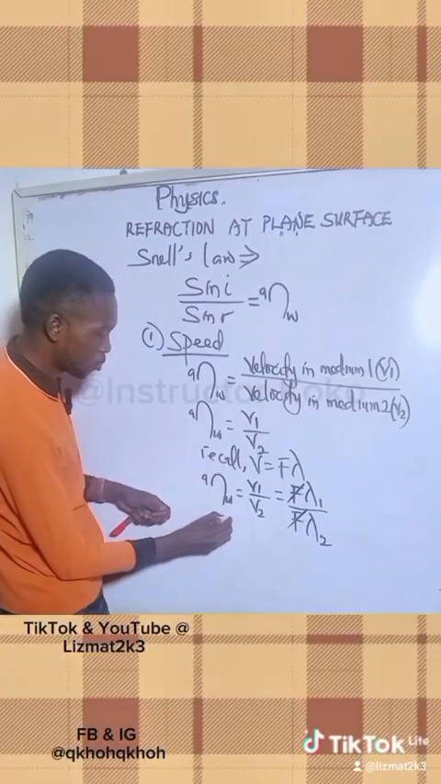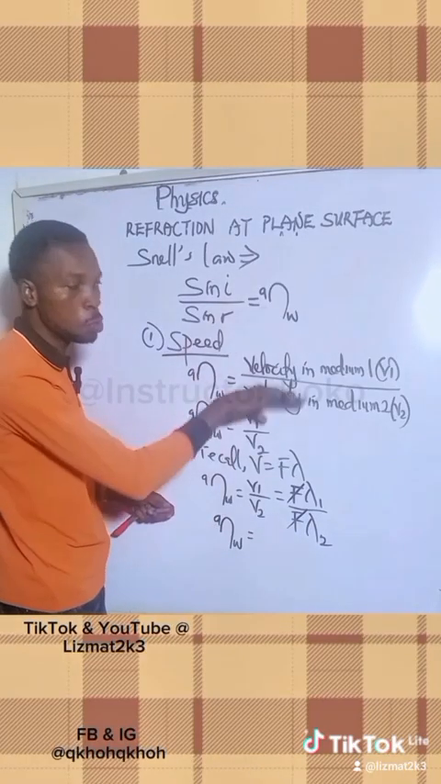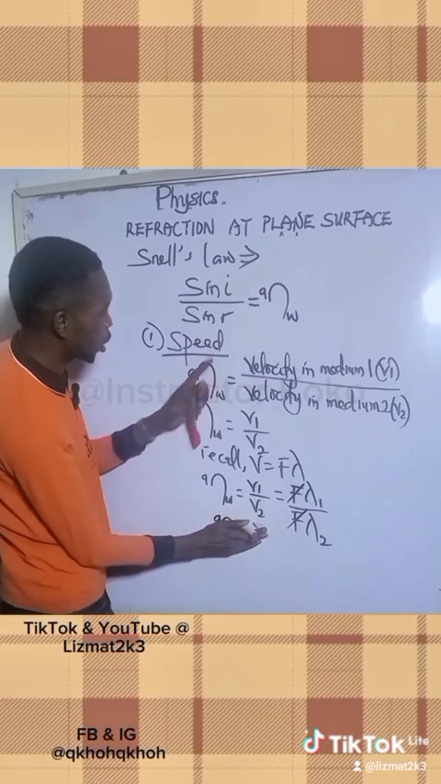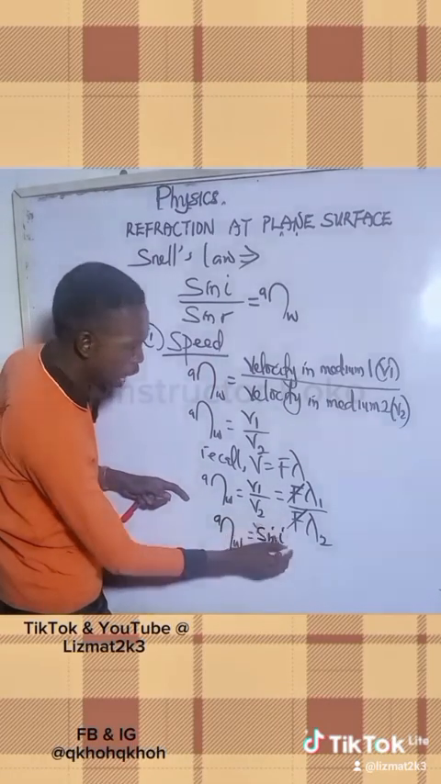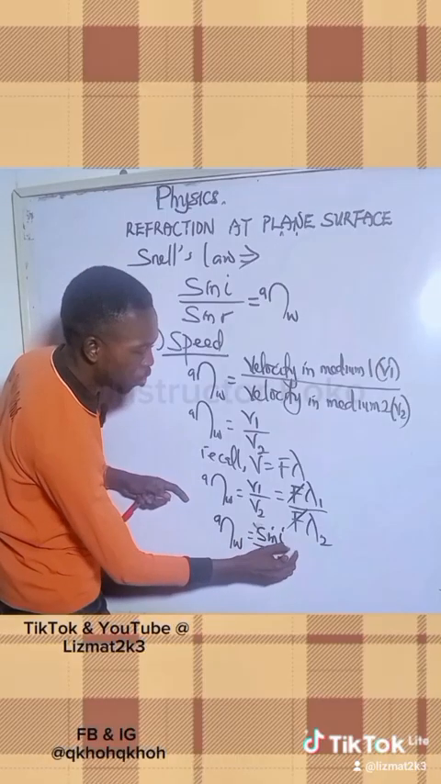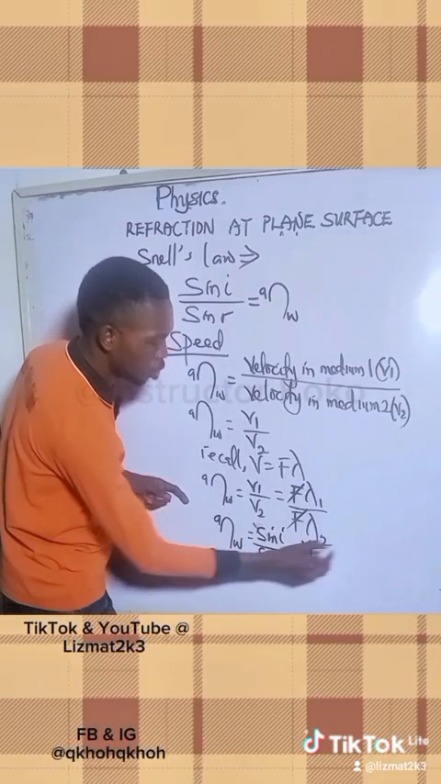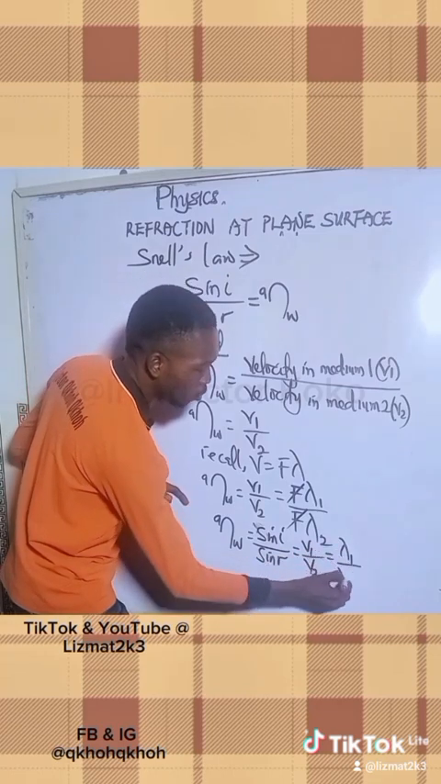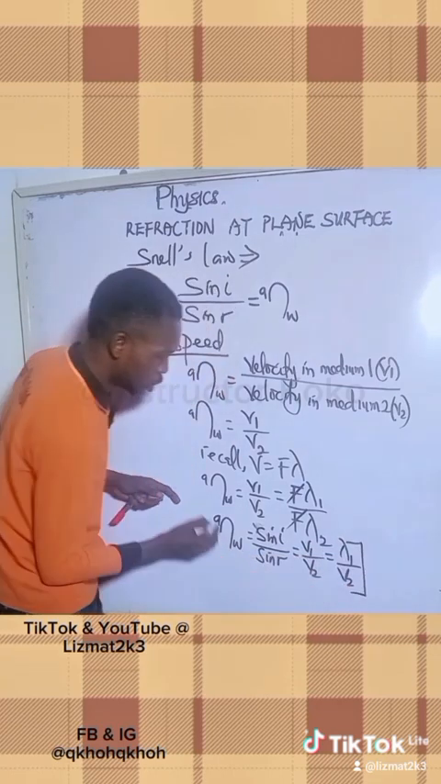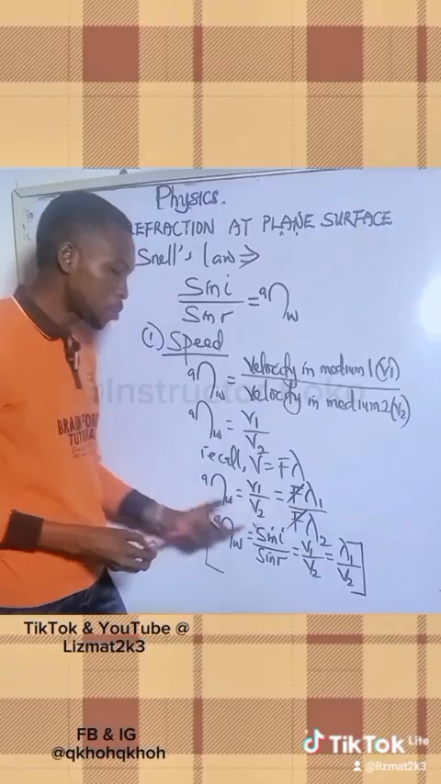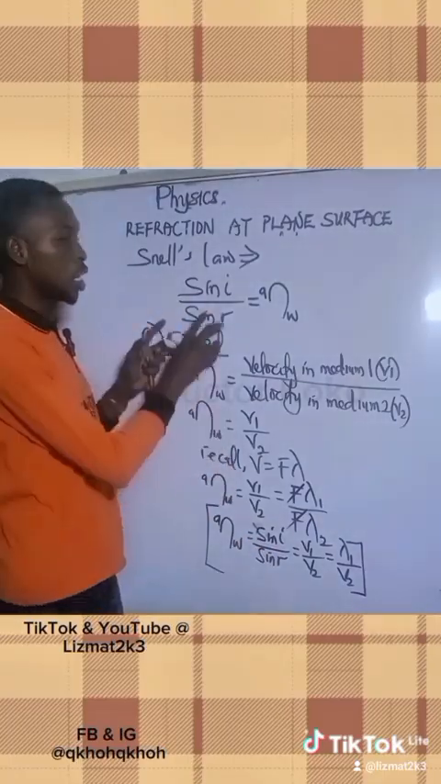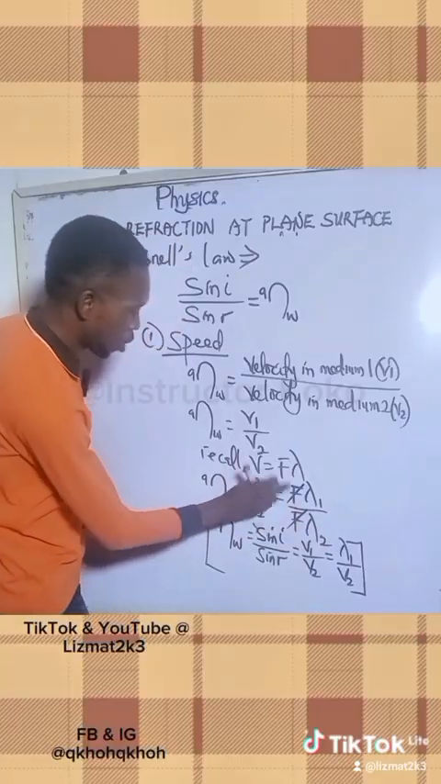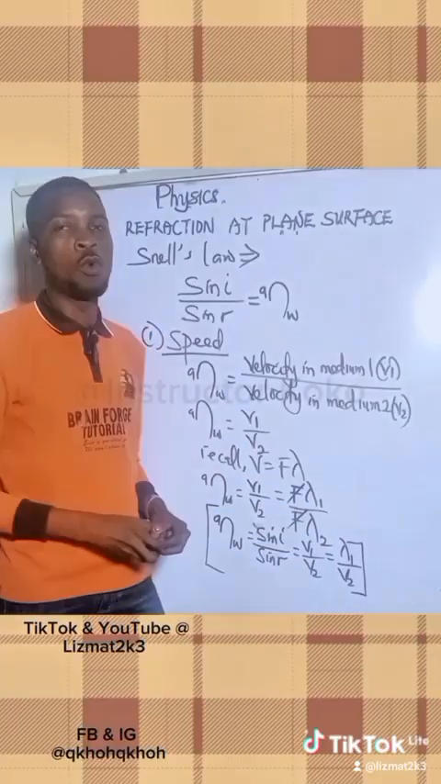So finally, the refractive index of the two media, medium one and medium two, is given as: from Snell's law, sine i divided by sine r is equal to velocity in medium one divided by velocity in medium two, which is equal to wavelength in medium one divided by wavelength in medium two. So this is the mathematical relation of Snell's law with respect to speed and wavelength.